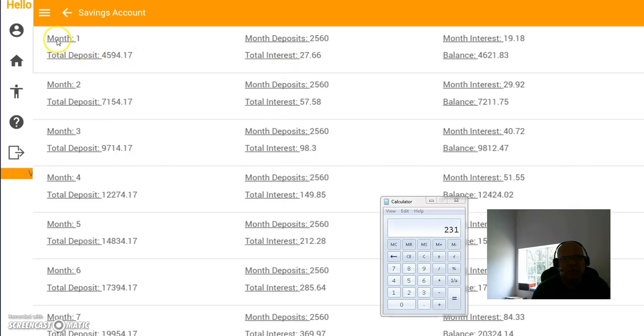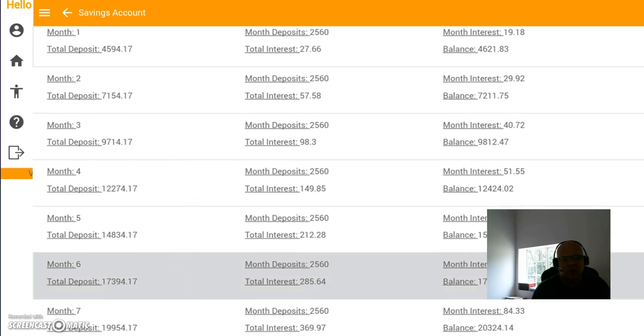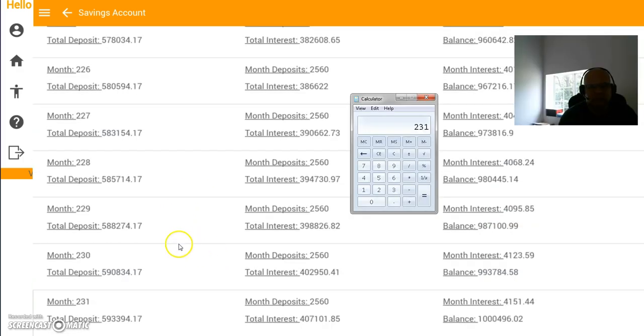Okay, so as you can see, month one, we have a deposit of that 2560. We earned a little interest, and then we go on to month two. So like I said, this is compound interest. We're going to take this down to 231 months. Okay, so we've taken this down. Here's month number 231, which I said is 19.25 years. So what I want to draw your attention to here is the amount of savings that you would have after that 19.25 years. You'd have just over $1 million, and that is on month 231.